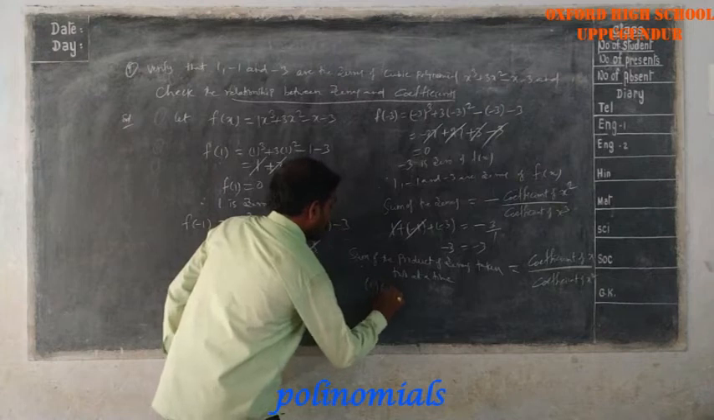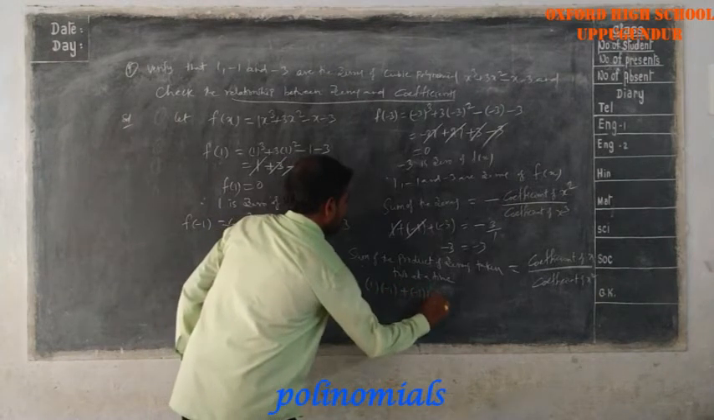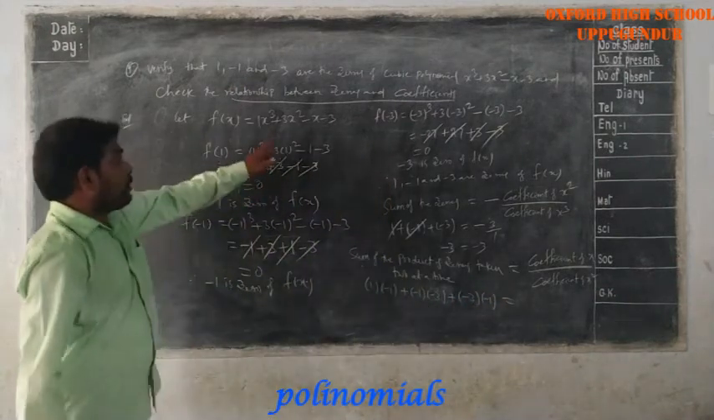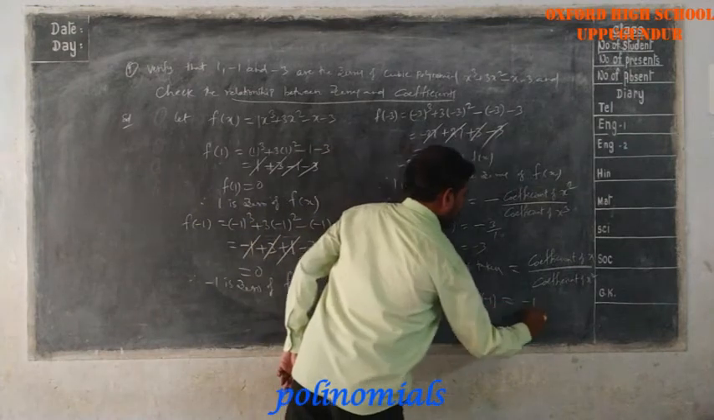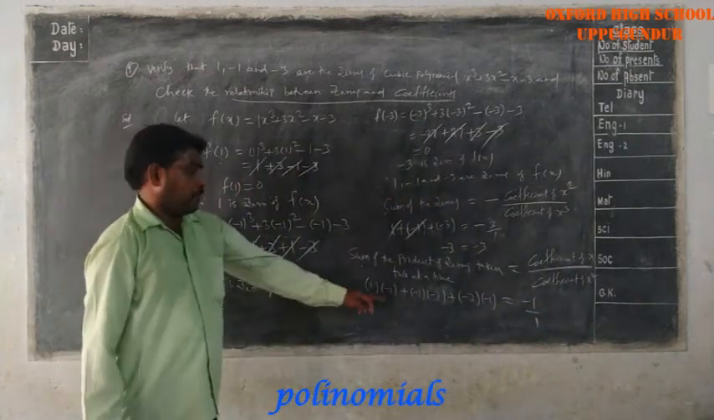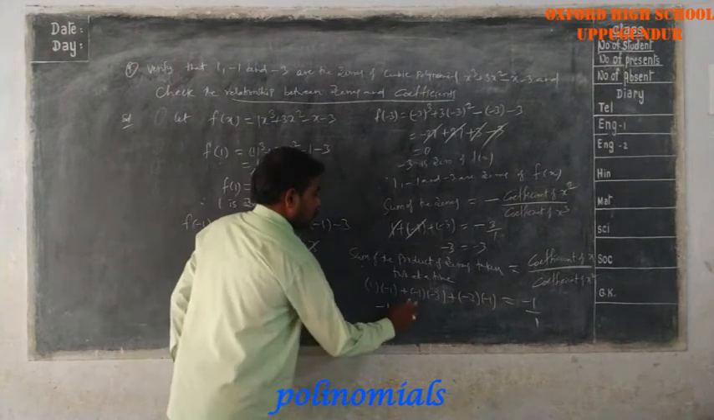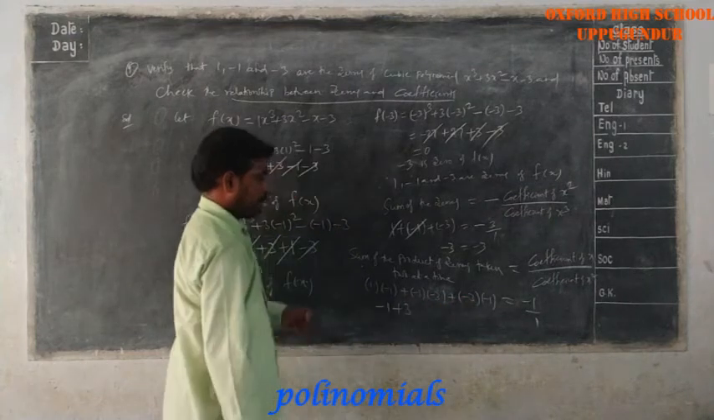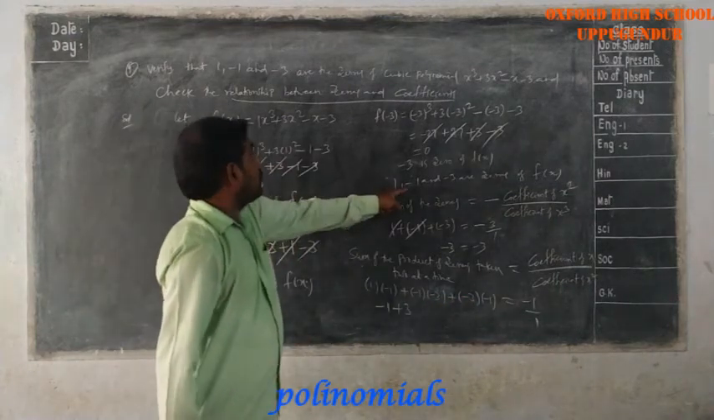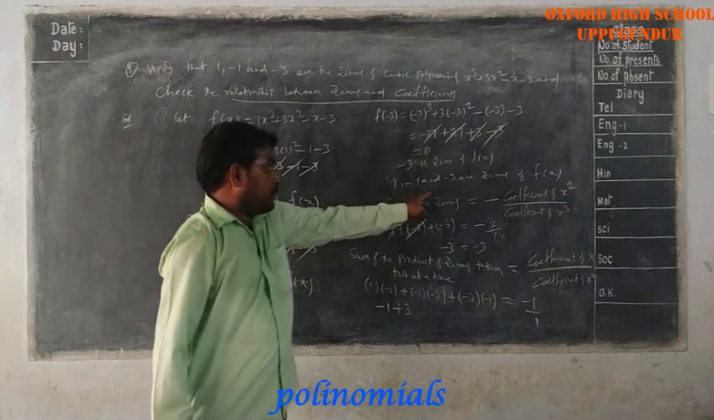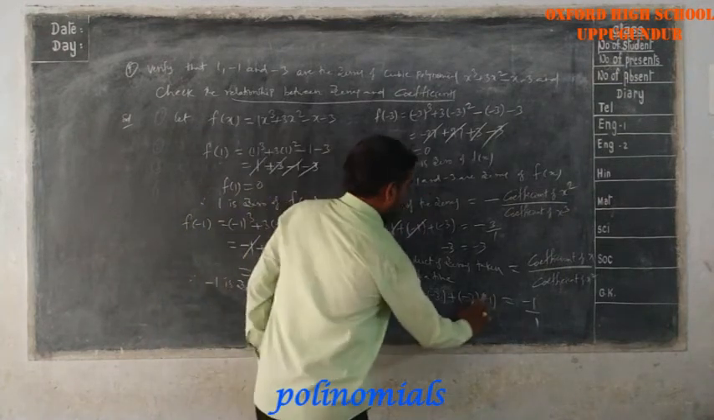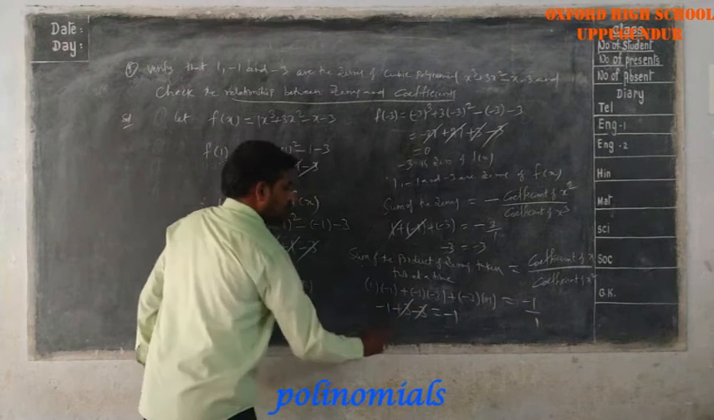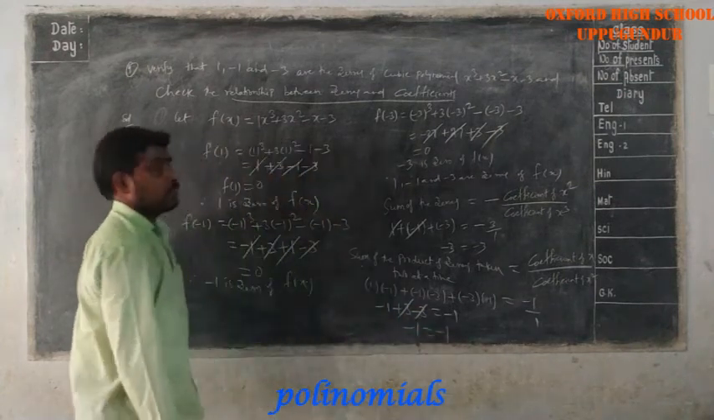So 1 into minus 1 plus minus 1 into minus 3 plus minus 3 into minus 1 equal to coefficient of x, minus 1 by 1. 1 into minus 1 is minus 1, minus 1 into minus 3 is plus 3, minus 3 into 1 is minus 3, equal to minus 1. Plus 3 minus 3 cancel, minus 1 equal to minus 1.